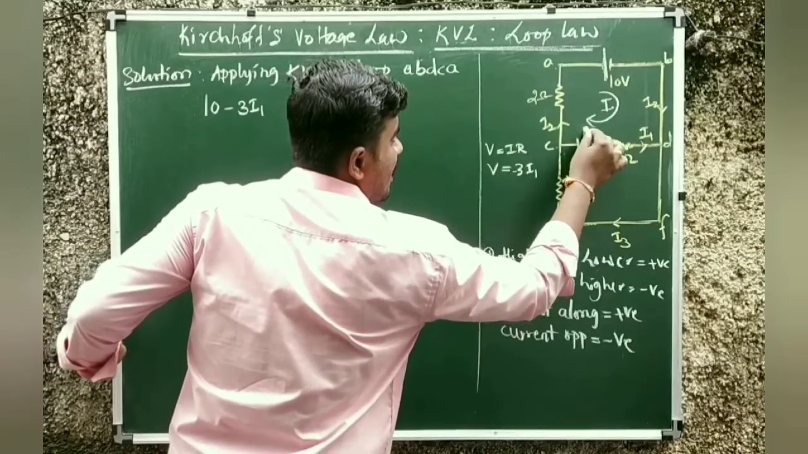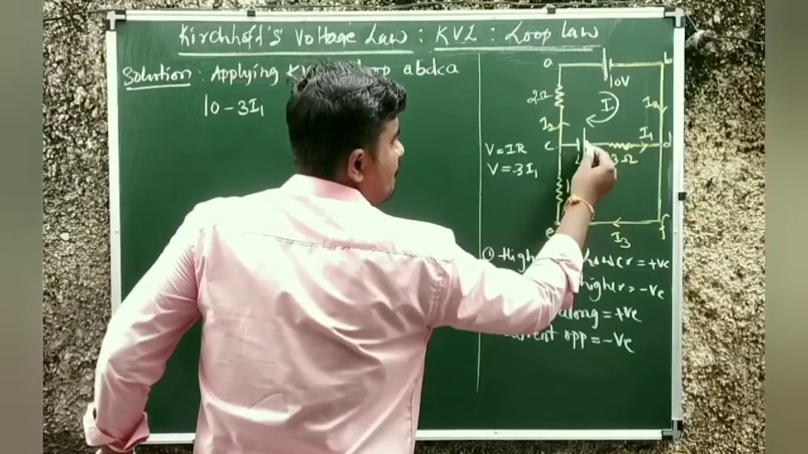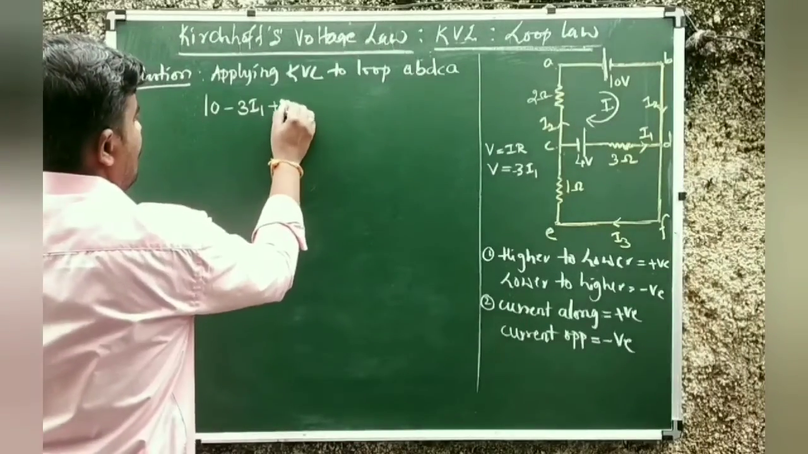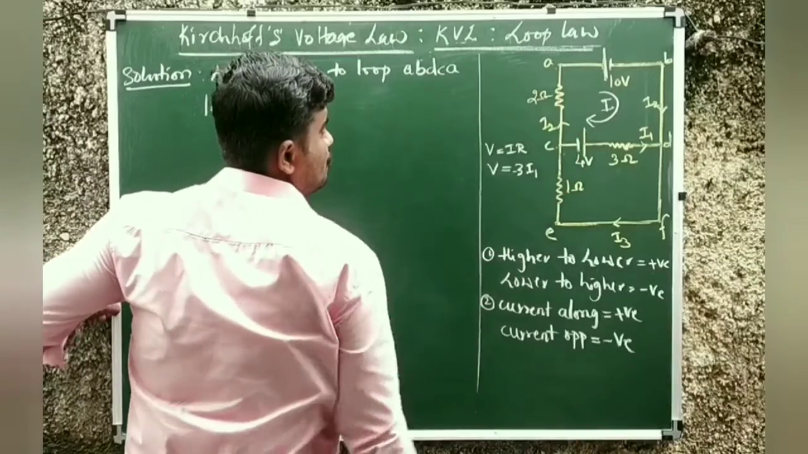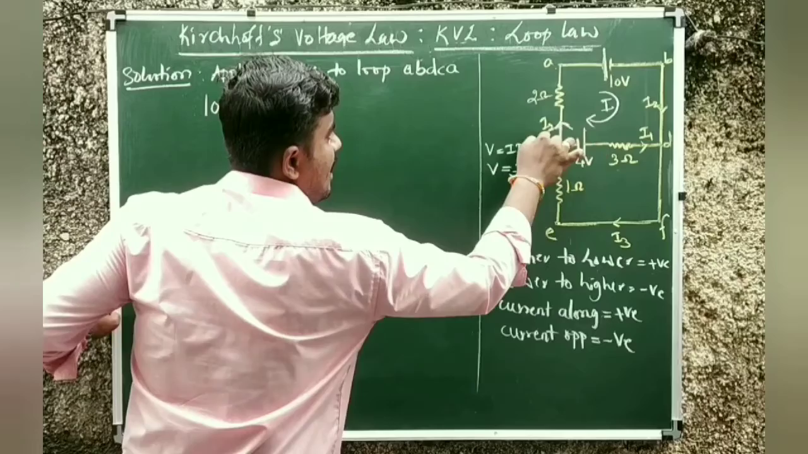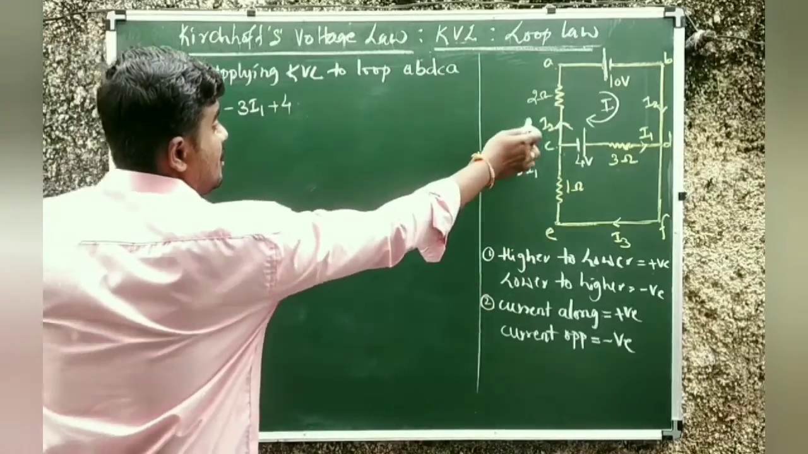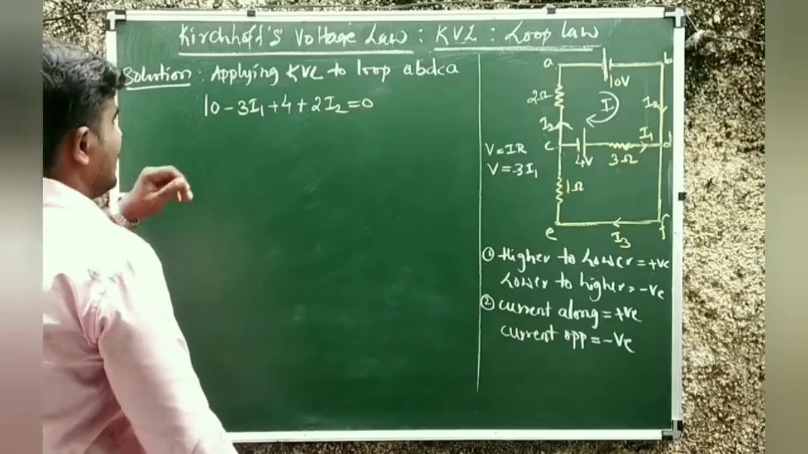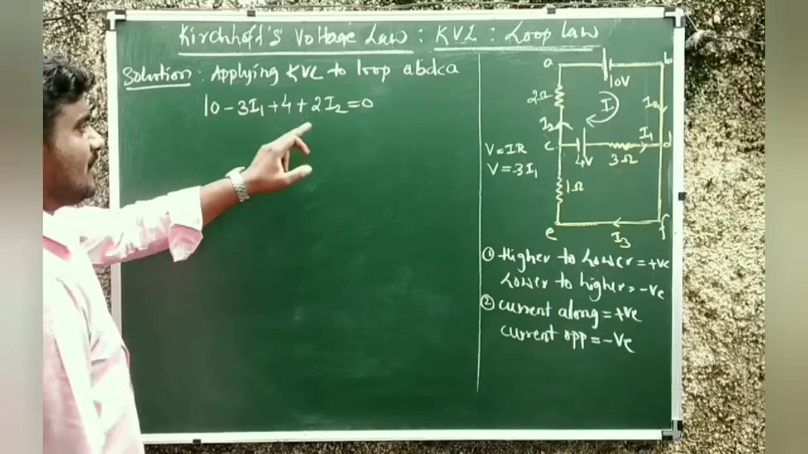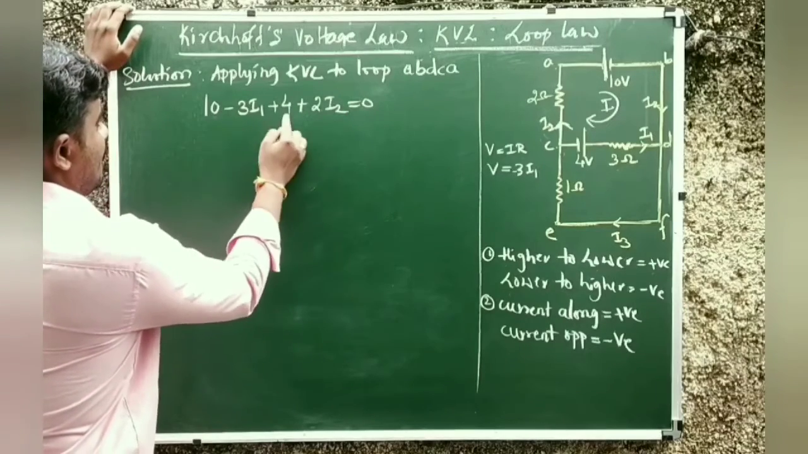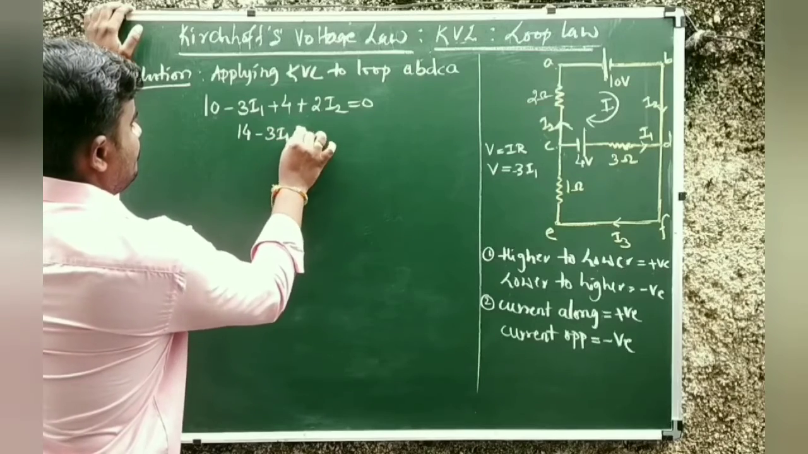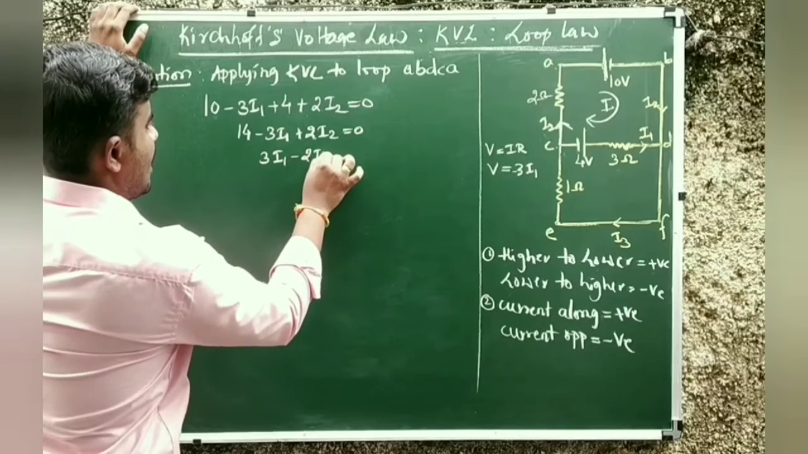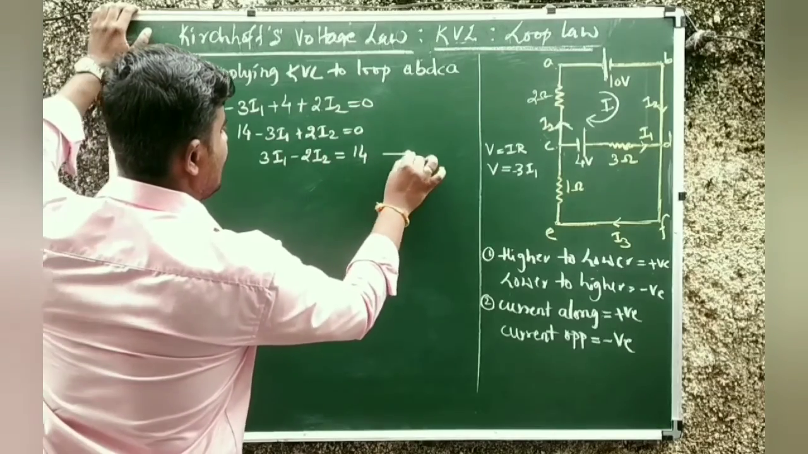And you come to this point. How much is this volt? This is actually 4 volt. Is 4 volt positive or negative? You are going this way and you find the positive terminal. Therefore, it is plus 4. And you reach C. From C, you are supposed to travel to A. Therefore, you are going along with the current. Current multiplied by resistance gives voltage, therefore it is 2I2. The sum is equal to 0, since the algebraic sum of EMFs and voltage drops across any closed loop must be equal to 0. Therefore, 10 plus 4 is 14, minus 3I1 plus 2I2 is equal to 0. I will rewrite this equation: 3I1 minus 2I2 is equal to 14. Let us call it equation 1.